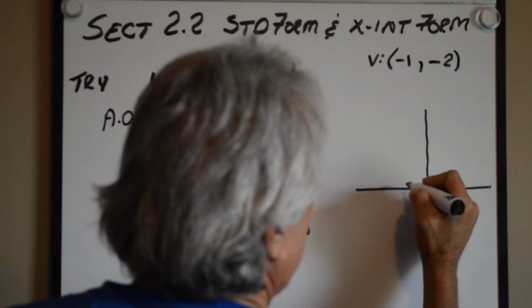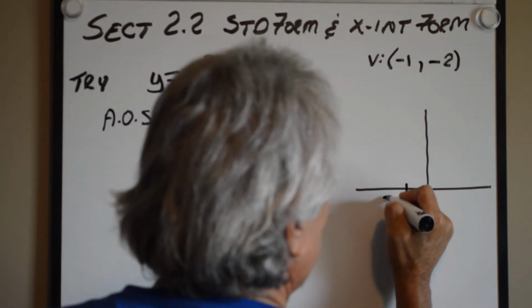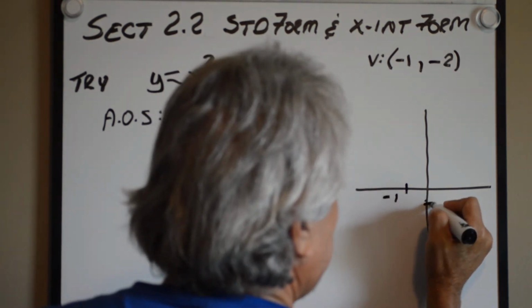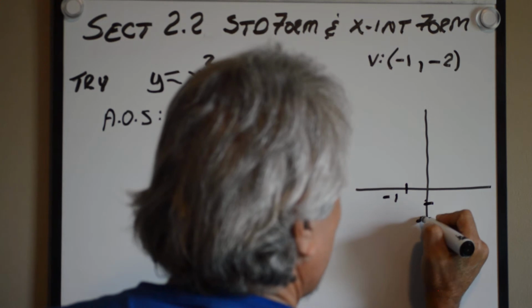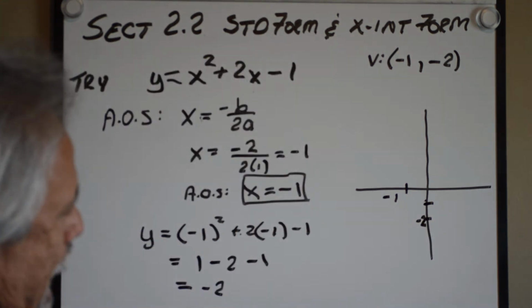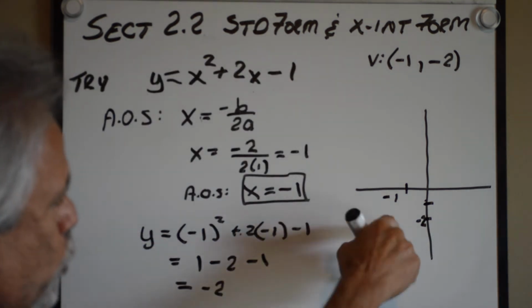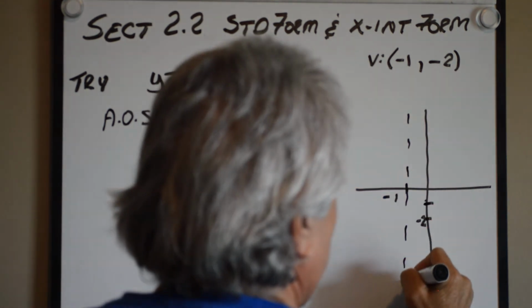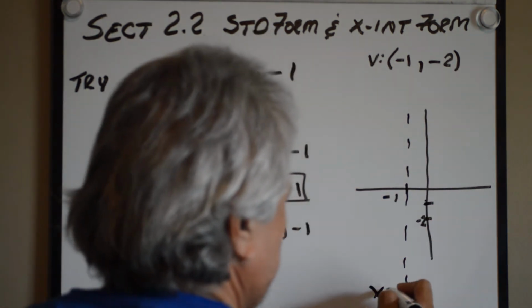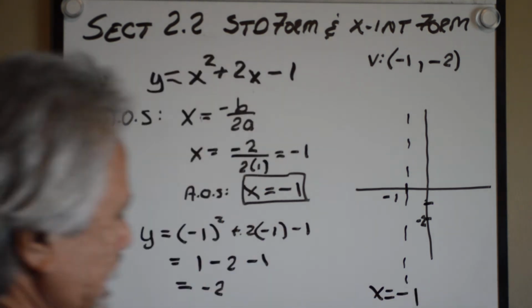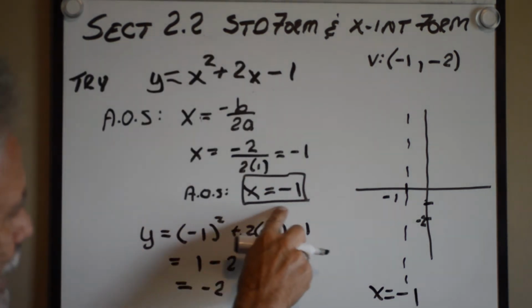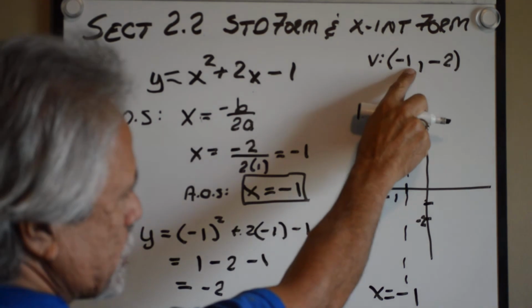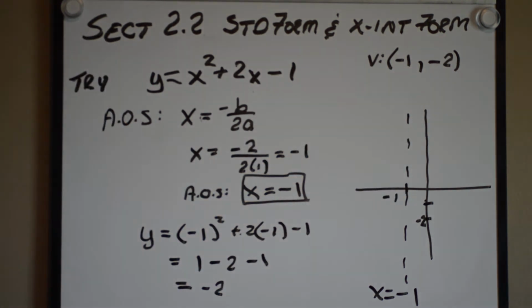So I come over here, negative 1, and I come down here, negative 2. My axis of symmetry goes through negative 1. It always goes through the vertex. My axis of symmetry is x equals negative 1. The axis of symmetry and the x-coordinate are always the same.